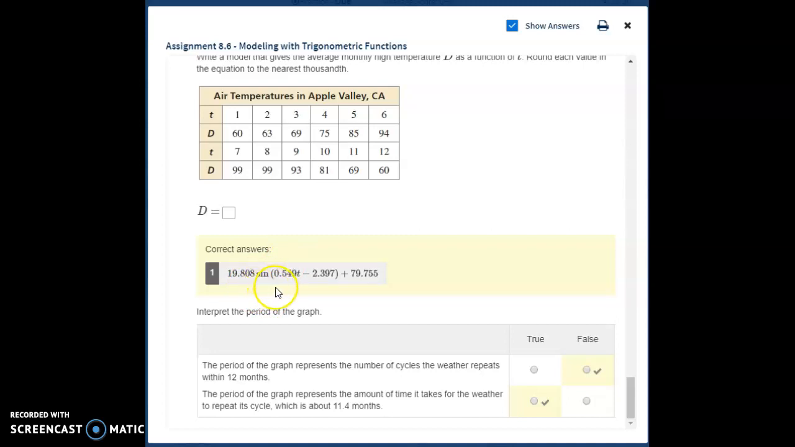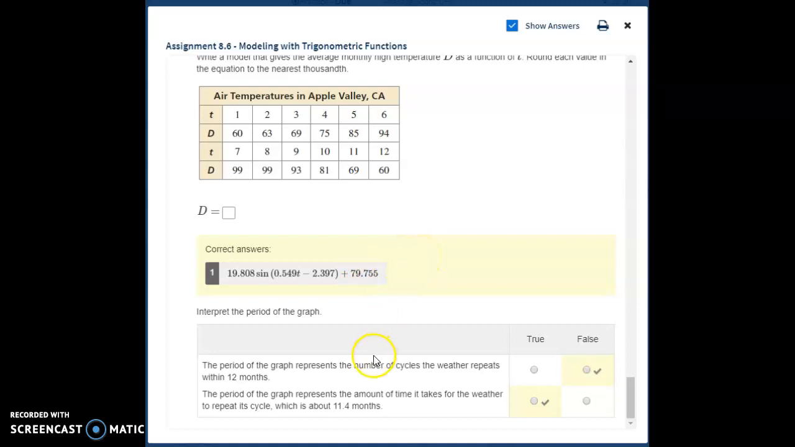B is 0.5486, which they round to 0.549. C is negative 2.3974, which rounds to 2.397. And D is 79.7548, so you round that to 79.755.